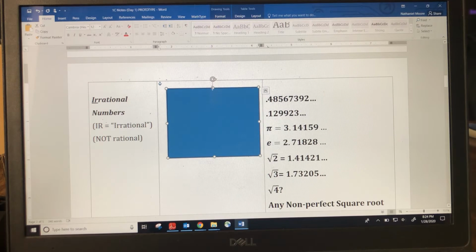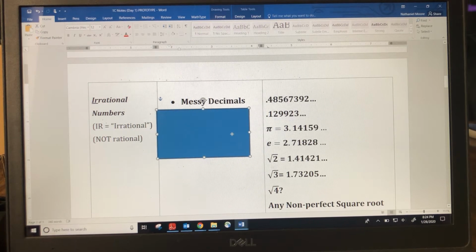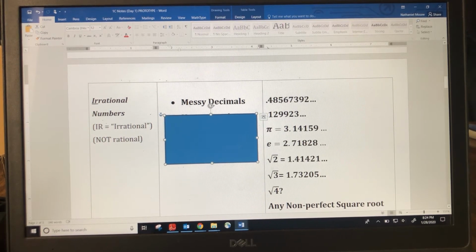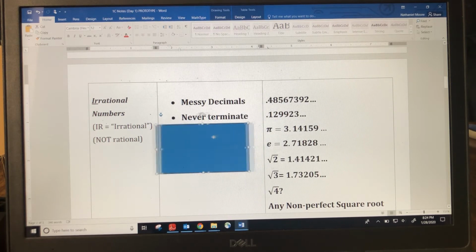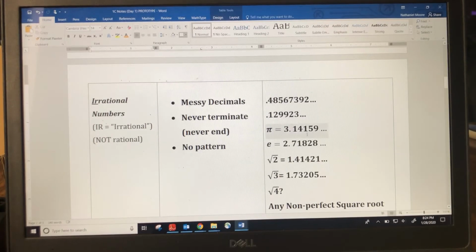So let's look at some things about irrational. Now, one of the first things you know it's an irrational number is when it has something like a messy decimal. So anything that looks crazy, kind of like this one here. It's messy, messy, messy, right? Like there's no pattern or anything to it. They never terminate, meaning that they never end. They go on forever and ever. And usually you can see that when there's a dot, dot, dot, which signifies that they go on forever. Last thing is that there's no pattern.